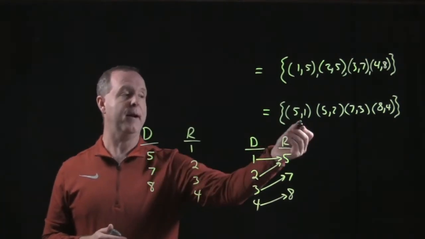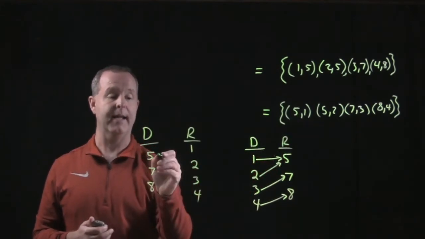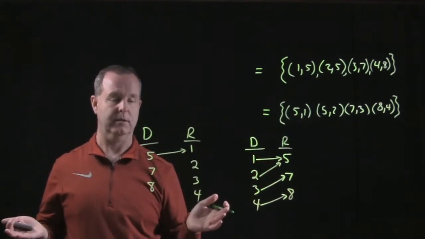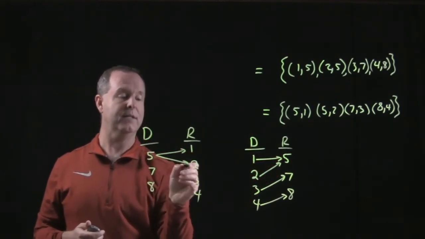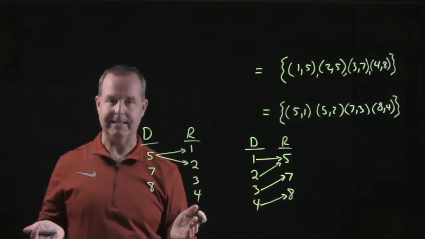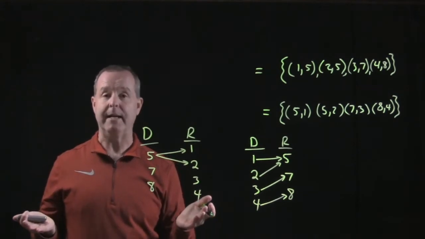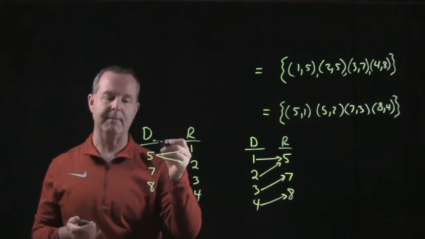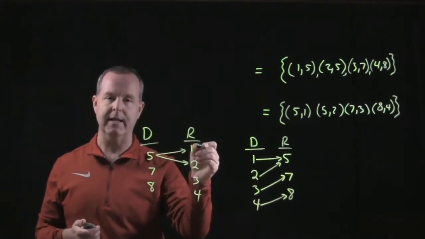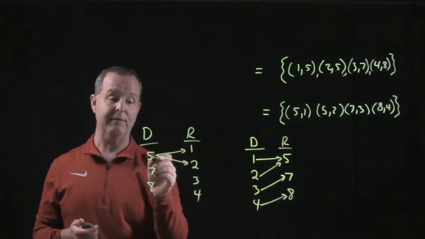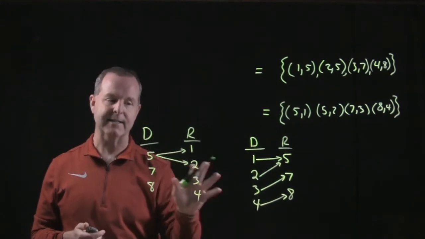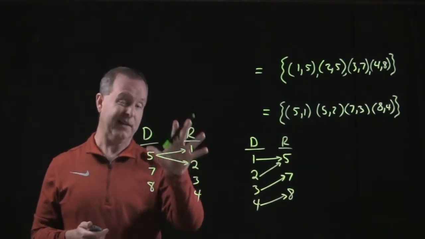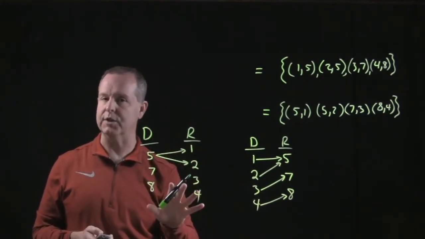So let's look at the first pair. I start with a 5, I end with a 1. So good so far. Second one, I start with a 5, I end with a 2. Yikes. I don't know what's happening. I want to make sure that every time I start with a number, I know what it's going to end with. But when I start with a 5, it ends with a 1 or it can end with a 2. And because of that, this relationship is a relation, but it's not a function.